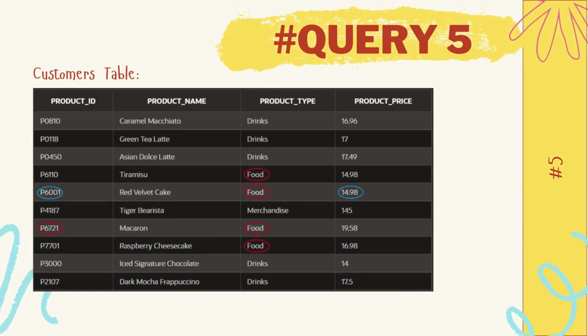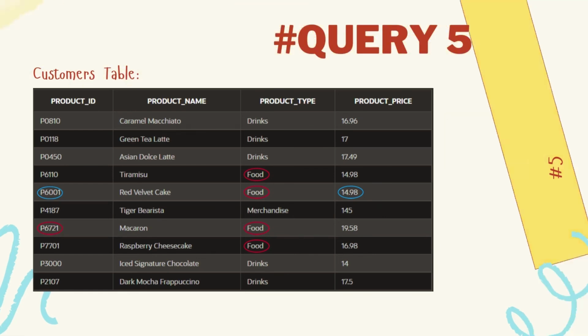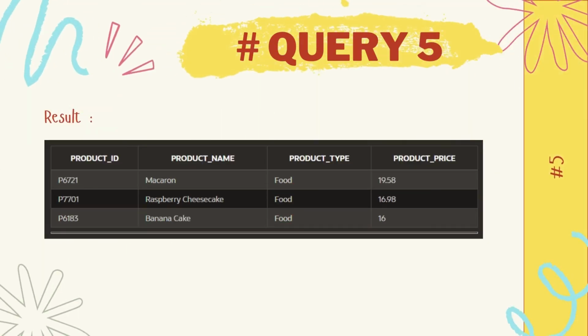From the SQL statement, it will select product ID, product name, product type and product price from the product table, with product price greater than RM14.98, which belongs to product ID P6001, and the same type as product ID P6721, which is food. This is the result for query 5.